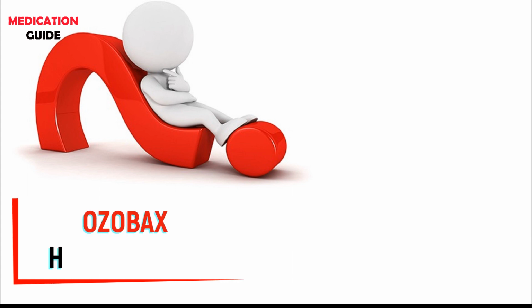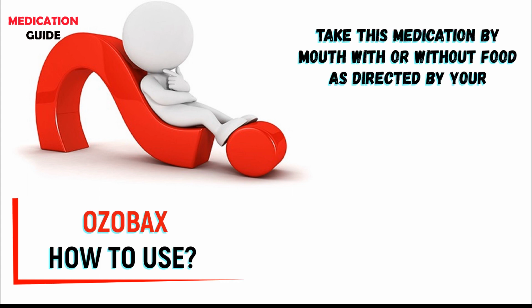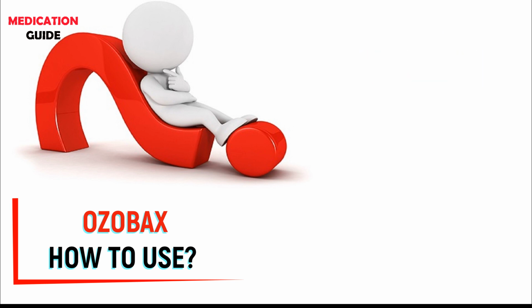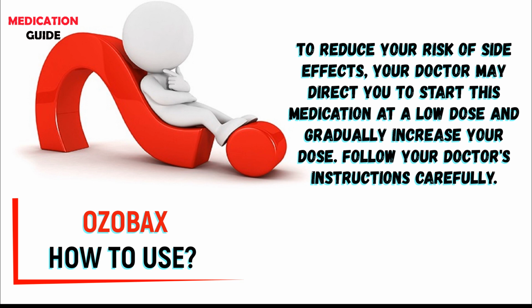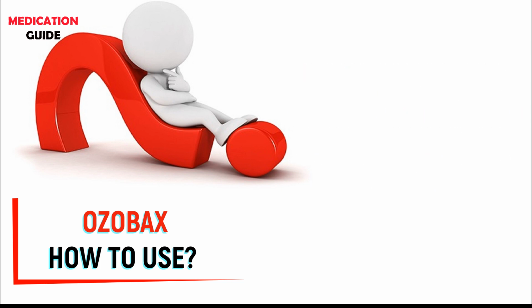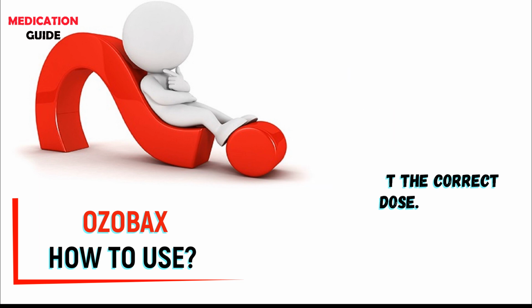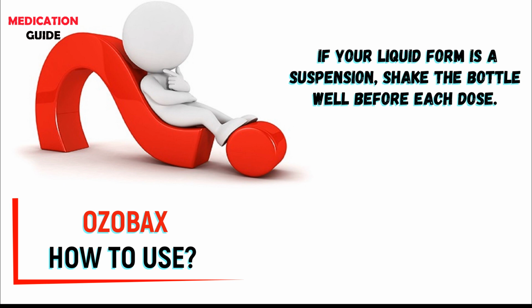How to use OZOBAX solution. Take this medication by mouth with or without food as directed by your doctor, usually 3 times a day. To reduce your risk of side effects, your doctor may direct you to start this medication at a low dose and gradually increase your dose. Follow your doctor's instructions carefully. If you are using the liquid form of this medication, carefully measure the dose using a special measuring device spoon. Do not use a household spoon because you may not get the correct dose. If your liquid form is a suspension, shake the bottle well before each dose.